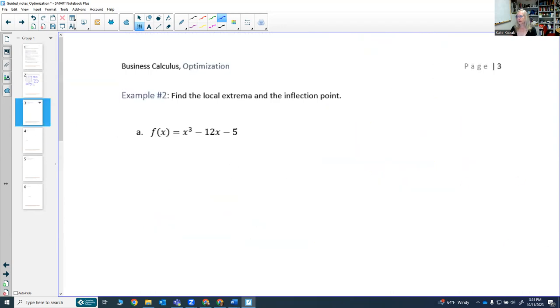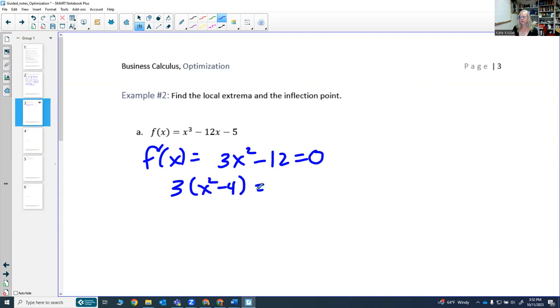Example 2. In example 2, I'd like to find the local extrema and the inflection points. The first problem is f of x equals x cubed minus 12x minus 5. The solution: first find the critical points by finding the derivative and then setting the derivative equal to 0. F prime of x is equal to 3x squared minus 12 equals 0. Factoring this, you get 3 times x squared minus 4, which is 3 times x minus 2 times x plus 2 equals 0. The critical points, therefore, are x equals plus or minus 2.